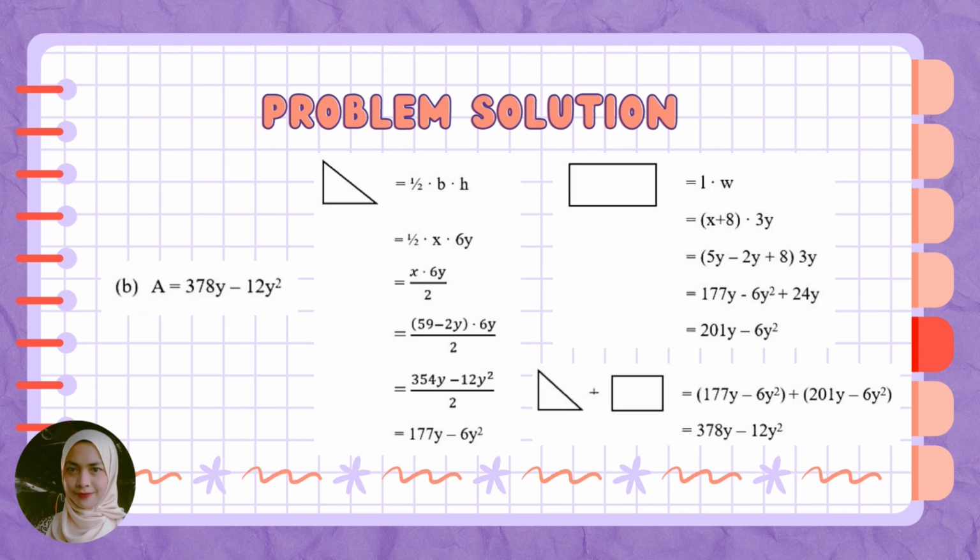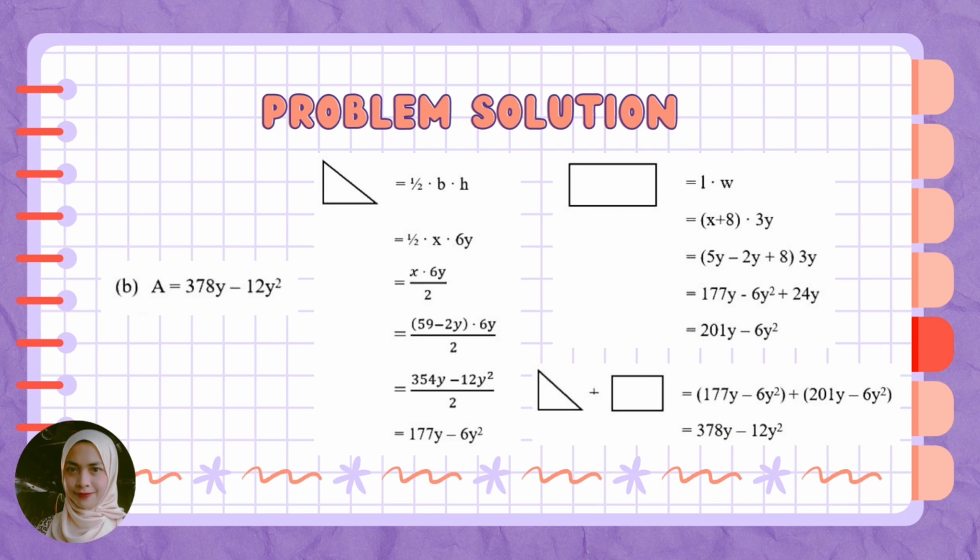To find the area of the rectangle, we have to multiply length and width. Length is x plus 8 and the width is 3y. So it will be (59 minus 2y plus 8) times 3y. We expand it and we'll get 177y minus 6y squared plus 24y. So the area of the rectangle will be 201y minus 6y squared.